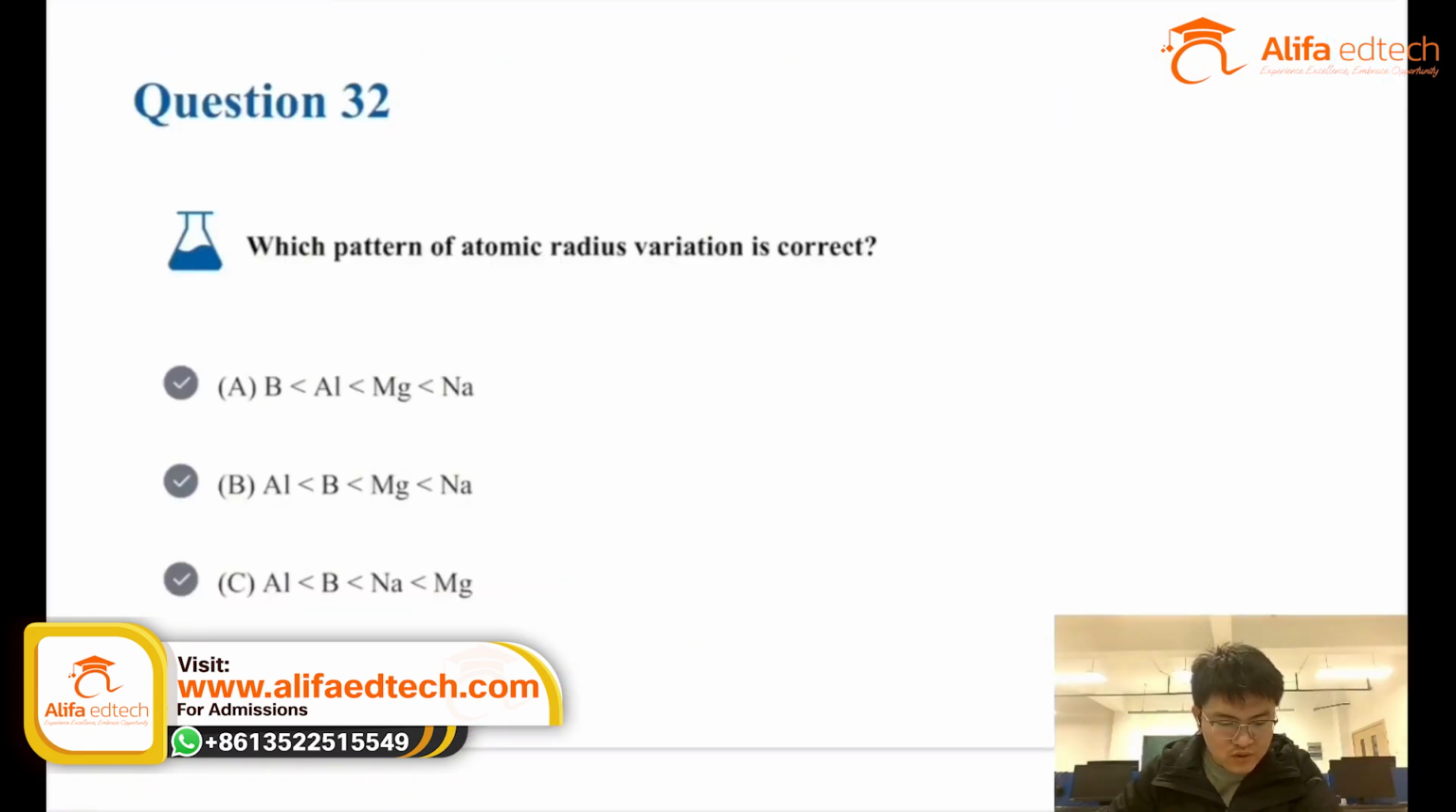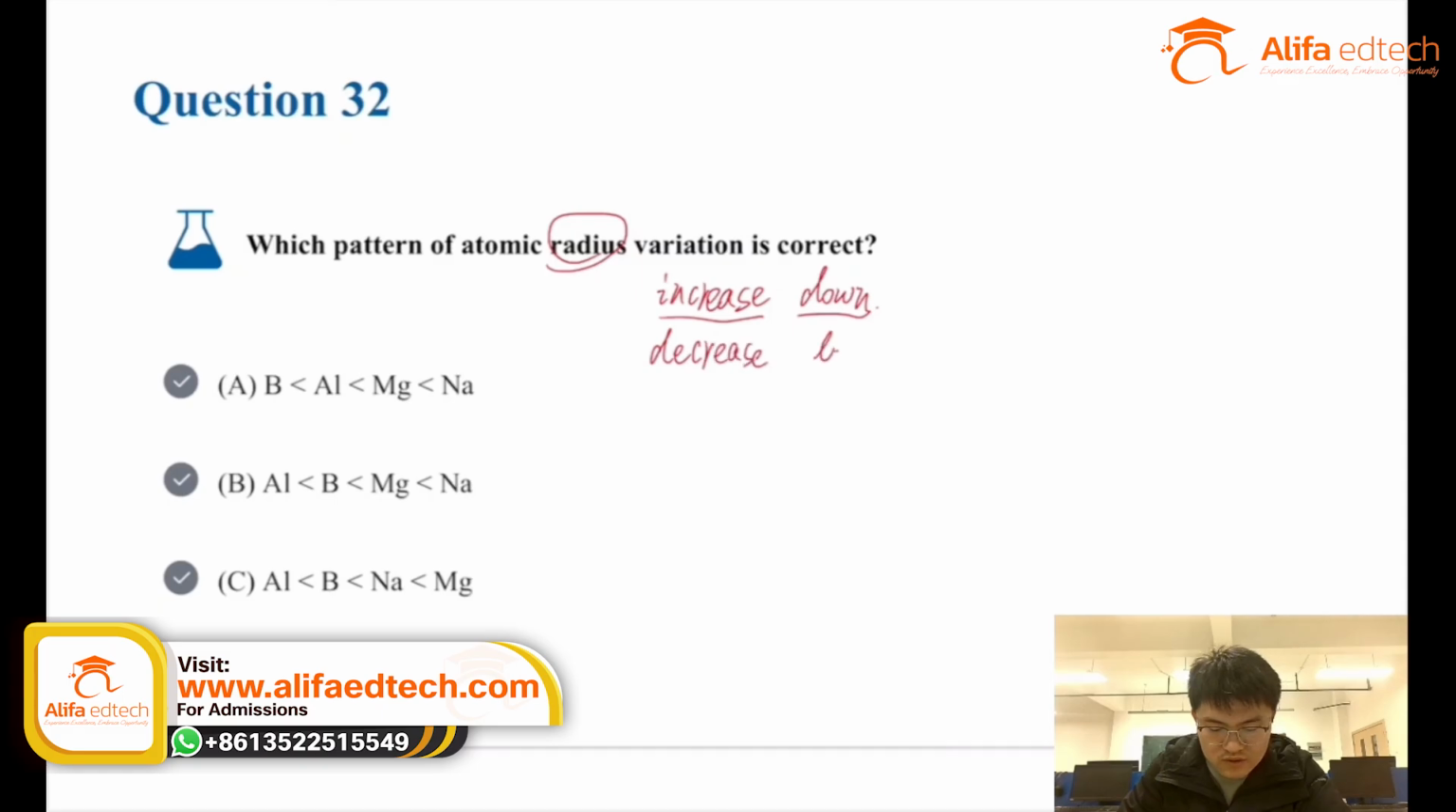Question 32. Which pattern of atomic radius variation is correct about the following atomic radius ordering? First of all, we need to know that the change of atomic radius is regular in the periodic table of elements. There are 2 rules. The first one: going down, the radius increases. The second: from left to right, the atomic radius gets smaller and smaller.